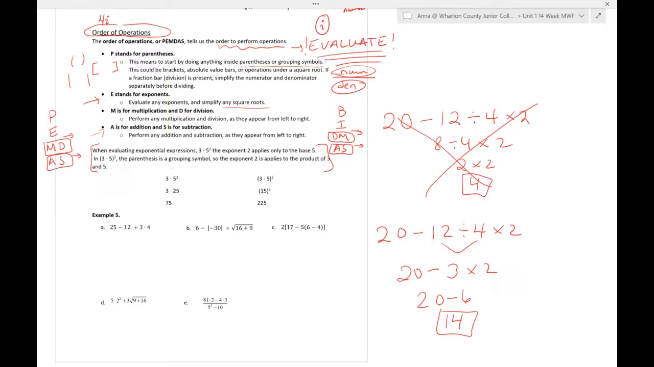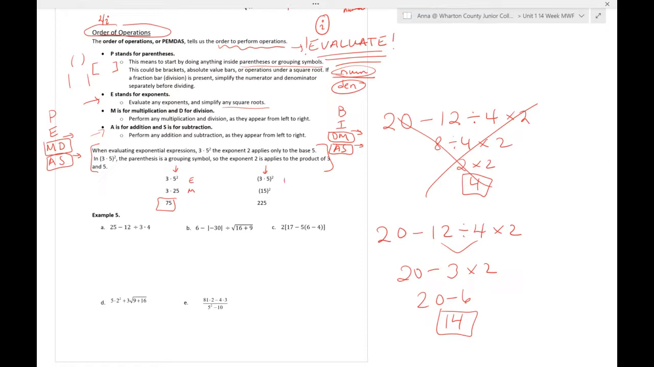Okay, so in this first example, the exponent only applies to the 5, but here the exponent applies to the grouping 3 times 5. So here, following the order of operations, you would evaluate your exponent first. So 5 squared is 25. Then you would do your multiplication. 3 times 25 is 75.